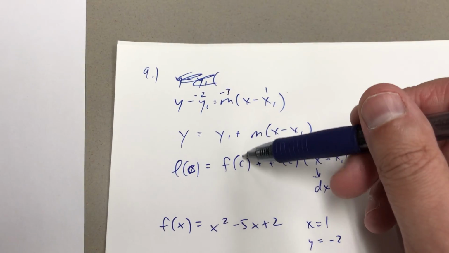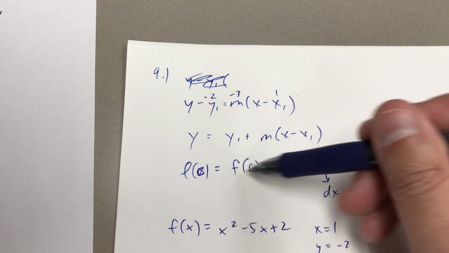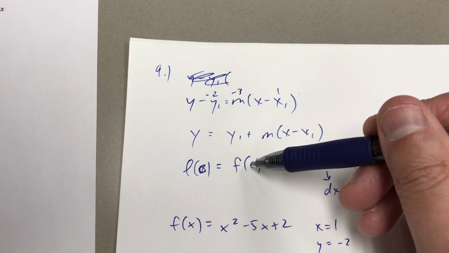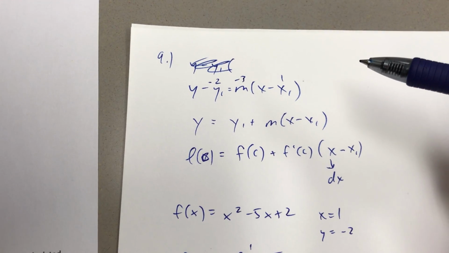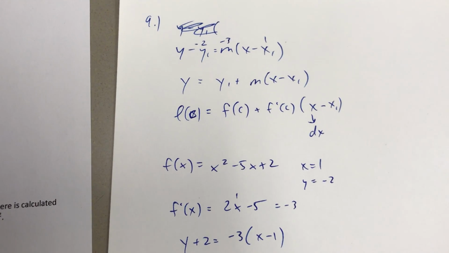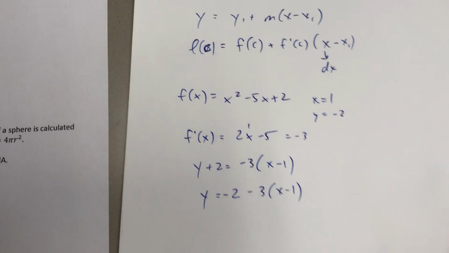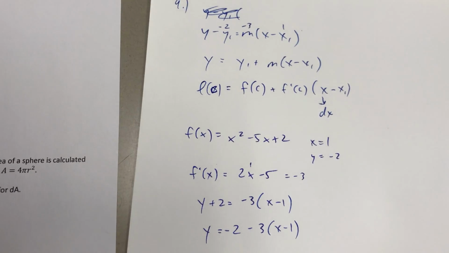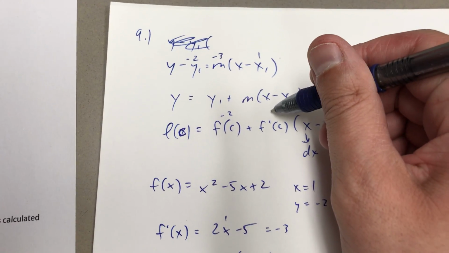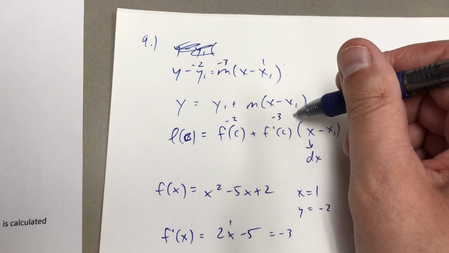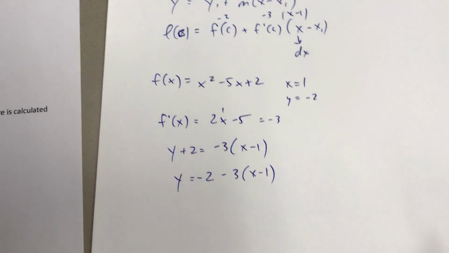If you used this formula here, you'd have the initial value. That would be the value at f of 1, which was that y value of negative 2. Let's see, negative 2. Oh, I'm sorry. This should be a negative 2 right here. You subtracted the 2 from both sides. Anyway, so yeah, you'd have that negative 2 there, and then you'd have the derivative there, which is negative 3, and then you'd have your change in x, which is going to be x minus 1. So that's basically what's going on.